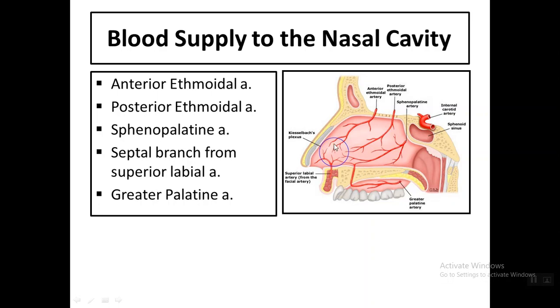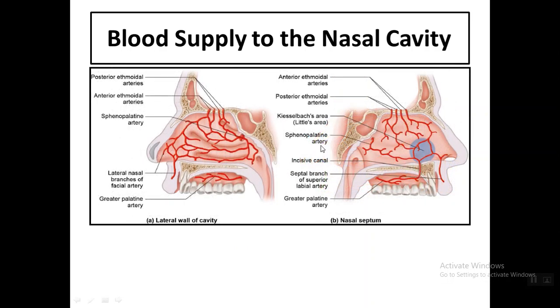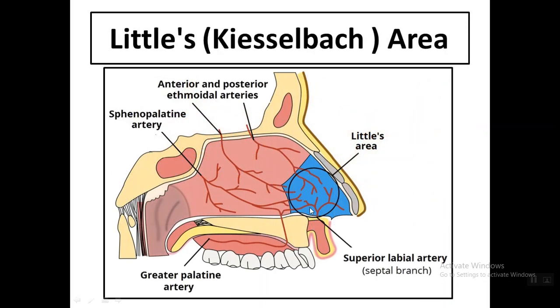All these branches will anastomose in the area of the vestibule and form a plexus, and this plexus is called Kiesselbach plexus, or the area called Little's area. We can see that the branches from the ophthalmic, maxillary, and facial arteries will anastomose in this area called Little's area or Kiesselbach area. Here is the area in the nasal vestibule called Little's area.